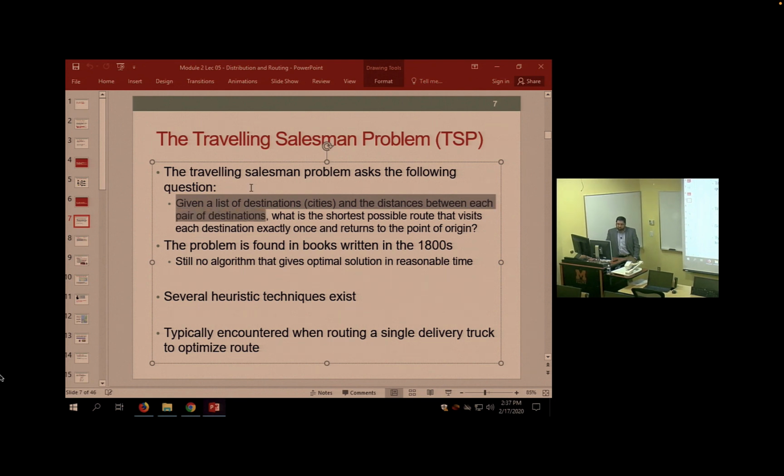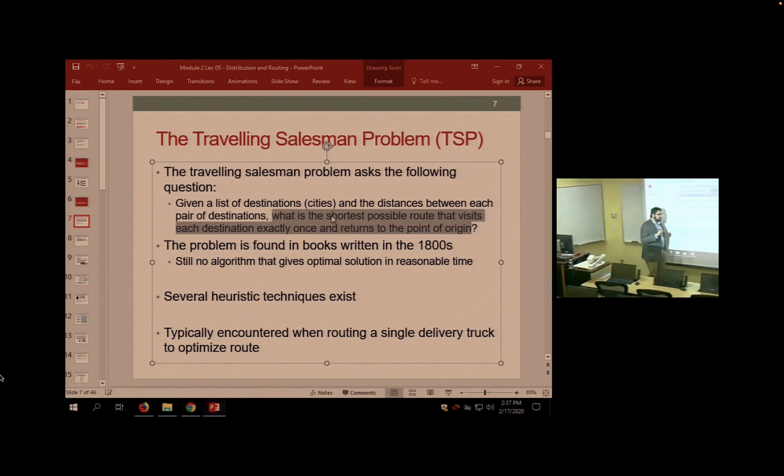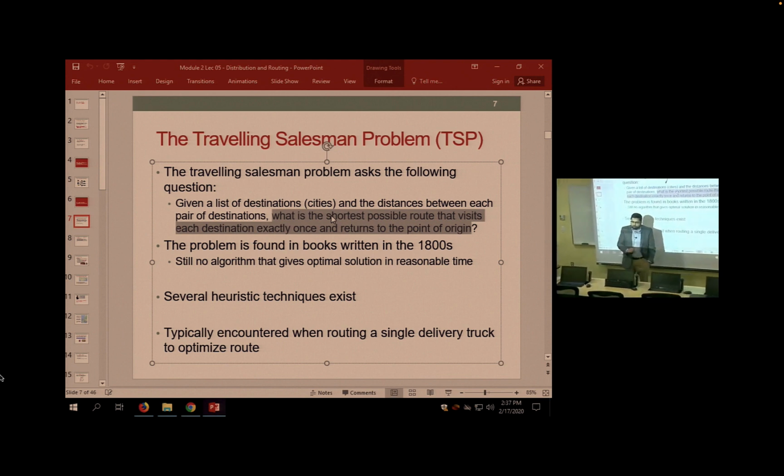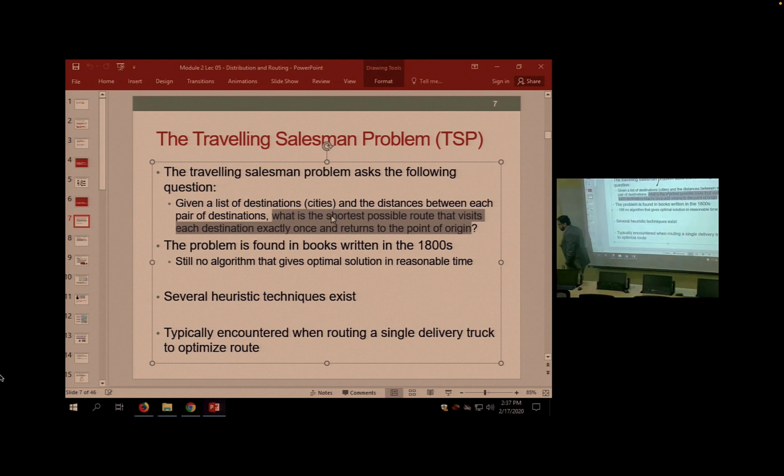Okay? So we know if you go from facility 1 to facility 3, what's the distance? If you go from facility 2 to facility 5, what's the distance between them? If you don't know the distances, you can easily find them using something like Google Maps. You can put in those addresses and find the distances between addresses. What is the shortest possible route that visits each destination exactly once and returns to the point of origin? So you start from the point of origin, you have to visit each destination exactly once, and then you have to return to the point of origin.